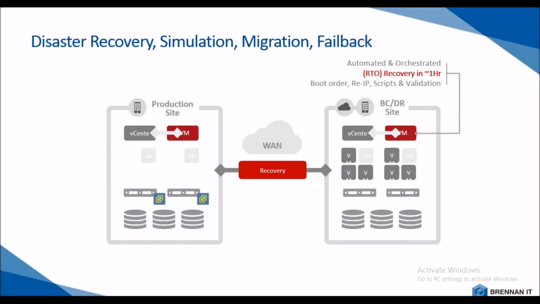And the purpose of this slide is that in the first scenario, your virtual machines are backed up at the backup and disaster recovery site, which is the cloud, or the Brennan IT cloud. And part of that recovery process initially would have been determining the boot order of the VMs, mapping all the VMs to an application, re-IP scripts and validation. So when you bring up the environment, it's application consistent.